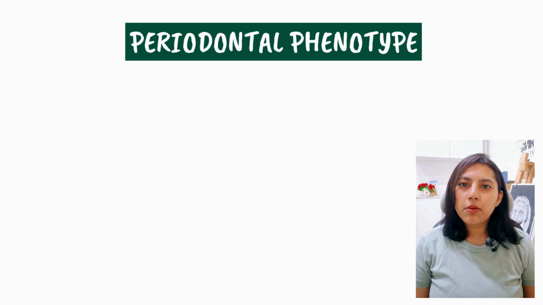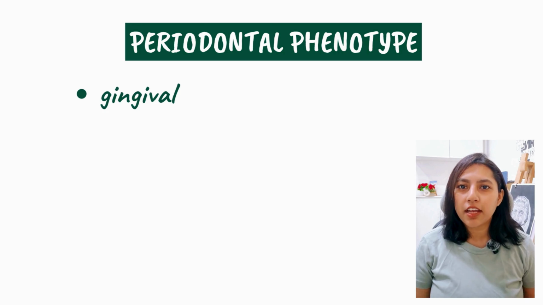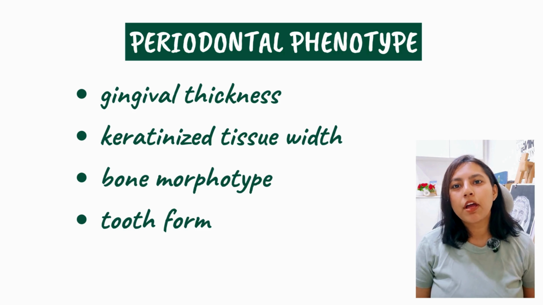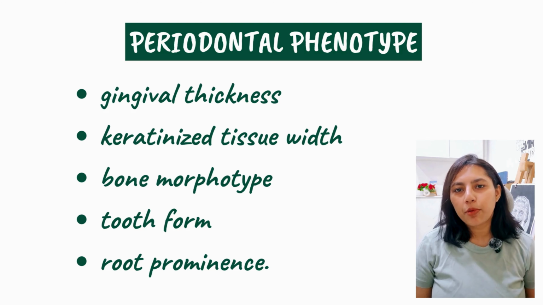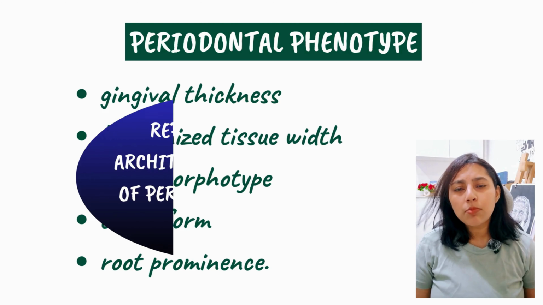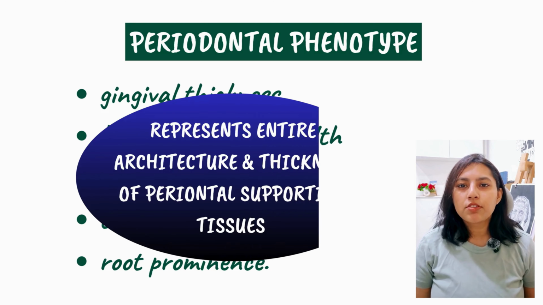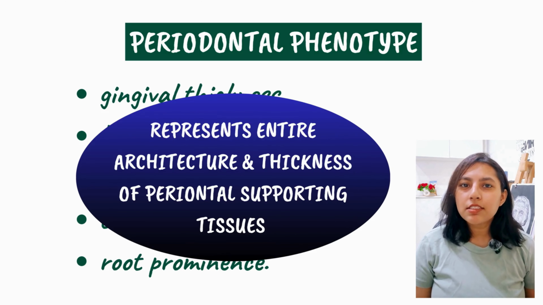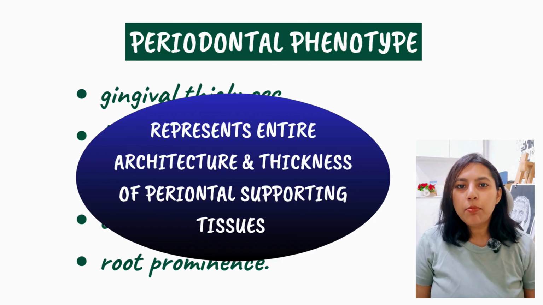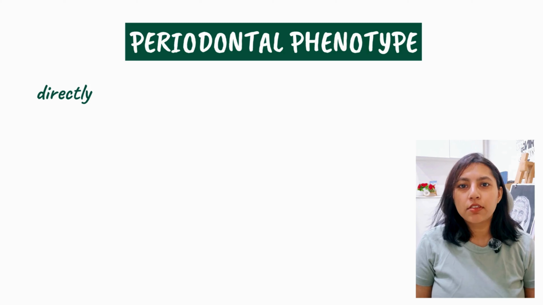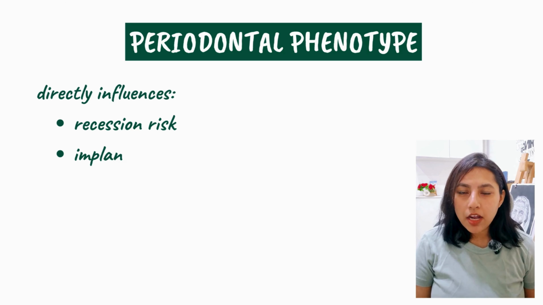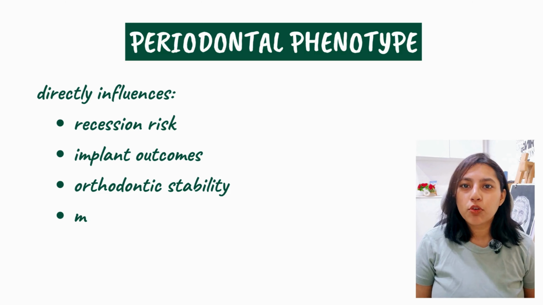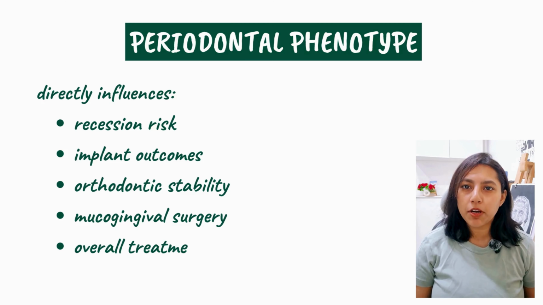Now, periodontal phenotype broadly includes gingival thickness, keratinized tissue width, bone morphotype, tooth form, and root prominence. So, it is not just about the gingiva alone. It represents the overall architecture and thickness of the supporting tissues. And this is exactly why it was included in the newer classification. Because today, periodontal phenotype directly influences recession risk, implant outcome, orthodontic stability, mucogingival surgery, and overall treatment predictability.